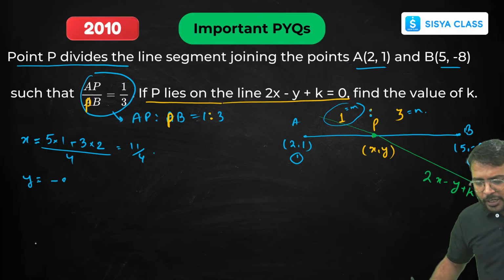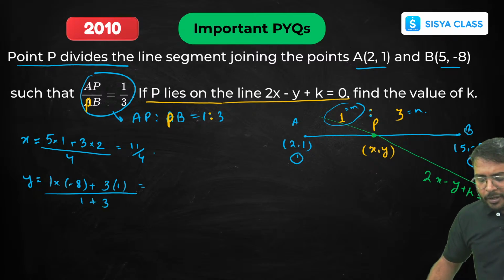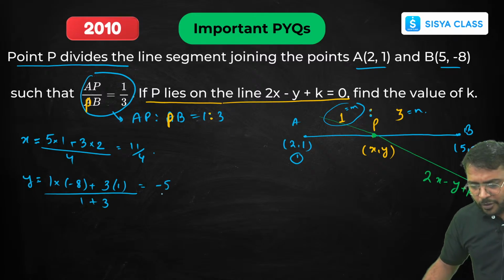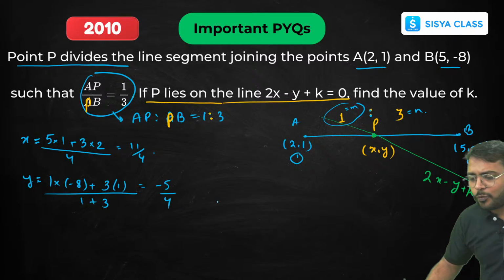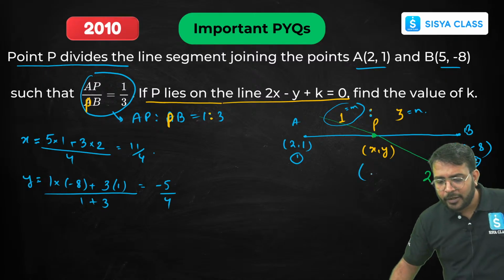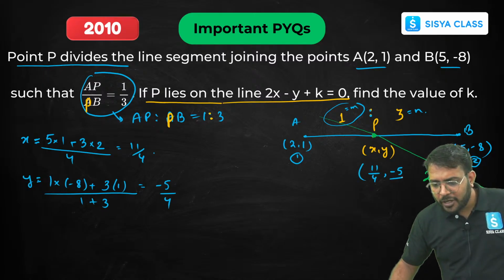okay, 1 into minus 8, all right, plus 3 into 1, all right, divided by 1 plus 3, okay, so it is going to be there minus 8 plus 3, it is going to be minus 5, right, it is going to be minus 5 by 4, all right, that means मेरा x और y का जो कोऑर्डिनेट है ना बेटा ये क्या है, this is going to be 11 by 4 comma minus 5 by 4, yes or no.